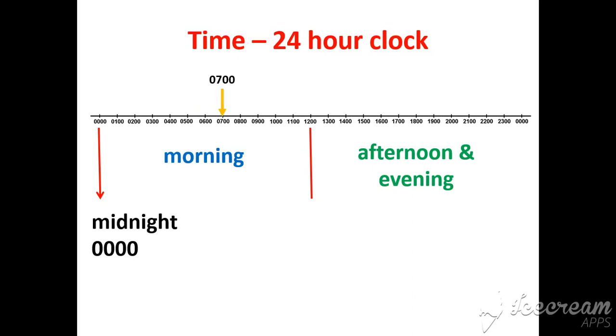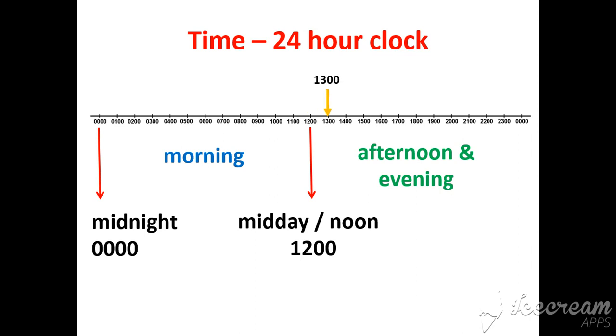0700, 7 in the morning. 0800, 0900. Most of us on a school day are probably at school at 9 o'clock in the morning. Now, we don't need the 0 anymore because we've got 4 digits. So we go to 1000, which is 10 o'clock in the morning. 1100 is 11 o'clock in the morning. And 1200 represents midday or noon, 1200 hours. 12 hours have passed since the start of the day.